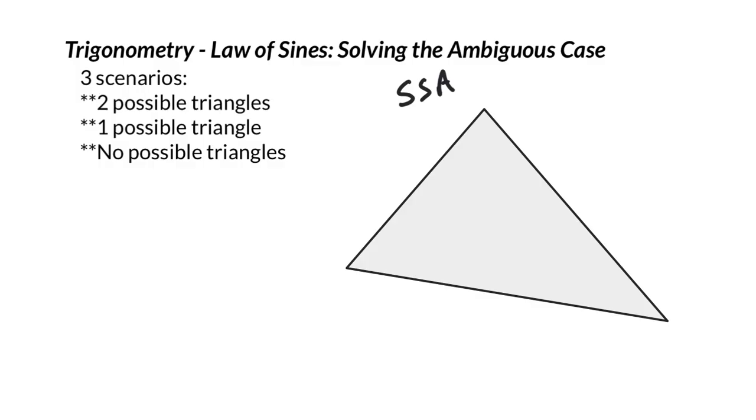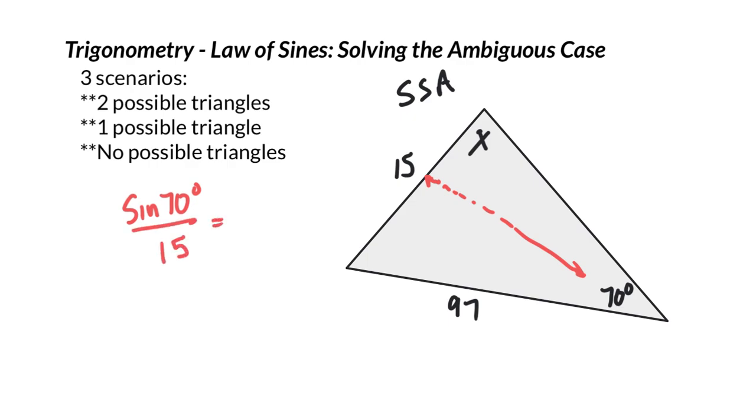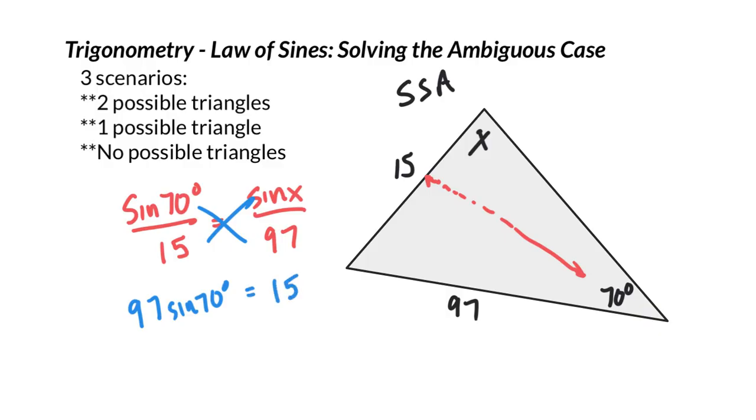Okay, so let's start with this setup. Let's say I'm trying to solve for x. So using the law of sines, we can see right away we have this relationship that we have the side and angle across from it. So we would say the sine of 70 over 15 is equal to the sine of x over 97. I'm going to cross multiply. 97 multiplied by the sine of 70 is equal to 15 multiplied by the sine of x.